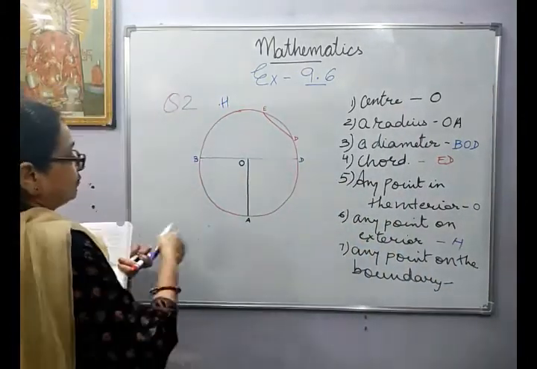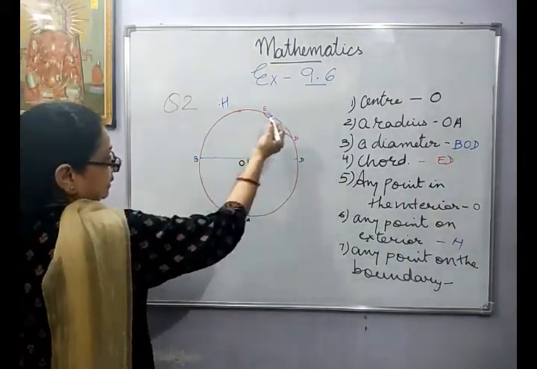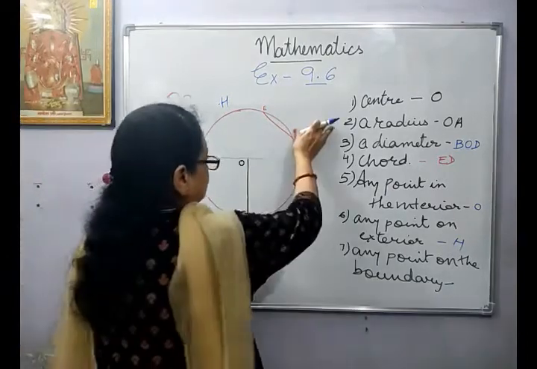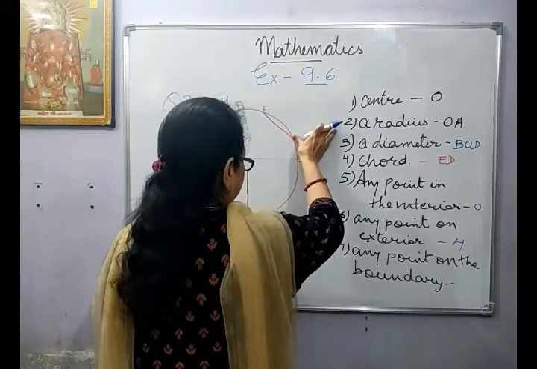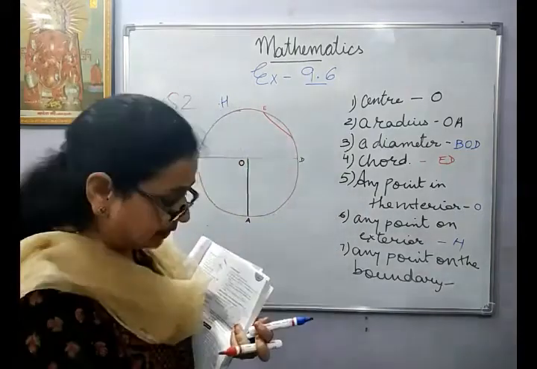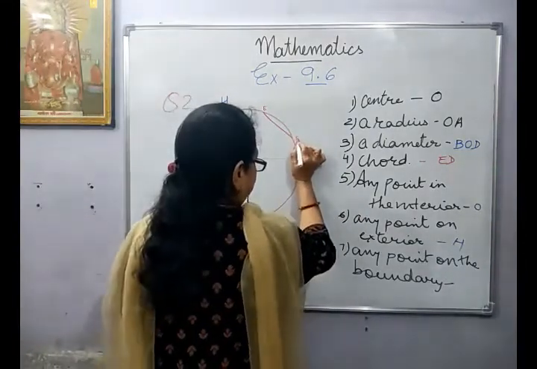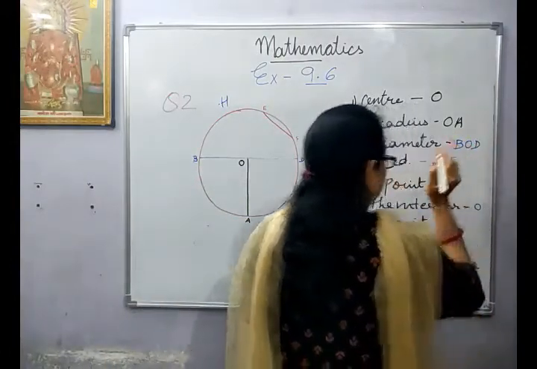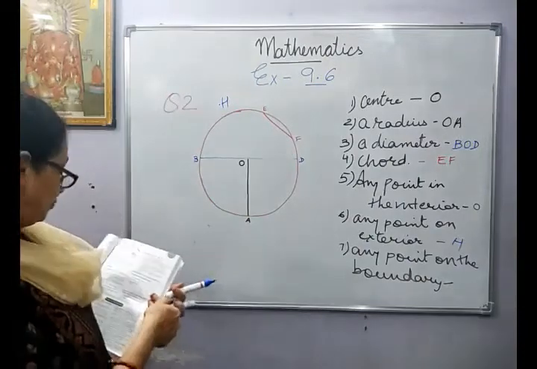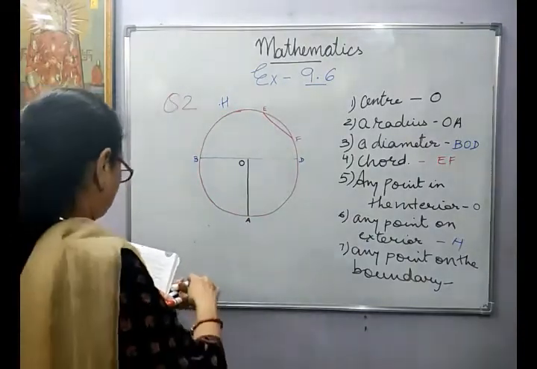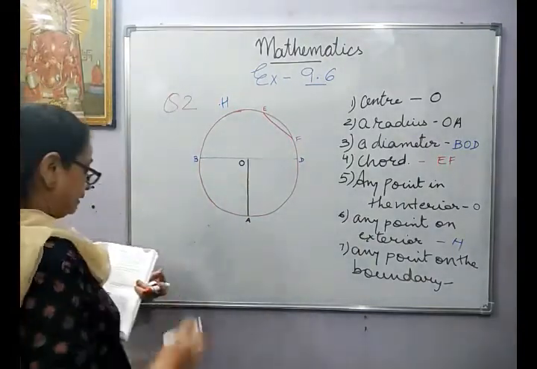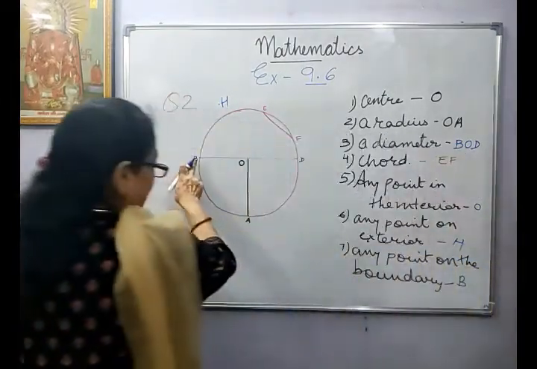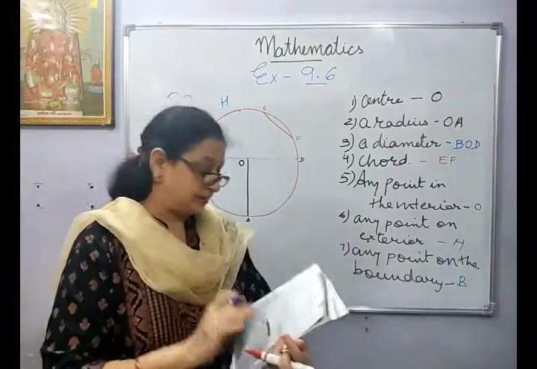Any point. See, a number of points are there. A is there, B is there, E is there, D. Any one. D I have taken twice, so children just make it F. We can't take two alphabets in the same figure, so it will be EF. Okay, it is any point on the boundary, so any one point you can take. So let's take B only. It is on the boundary, not inside and not outside.